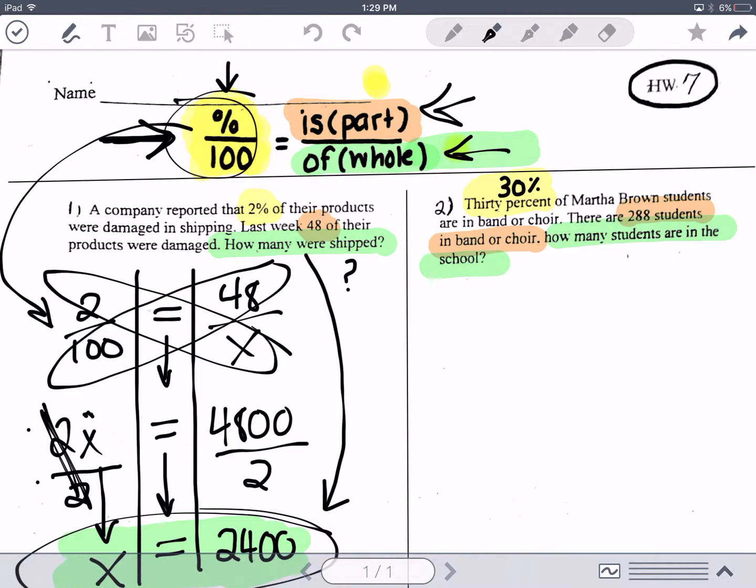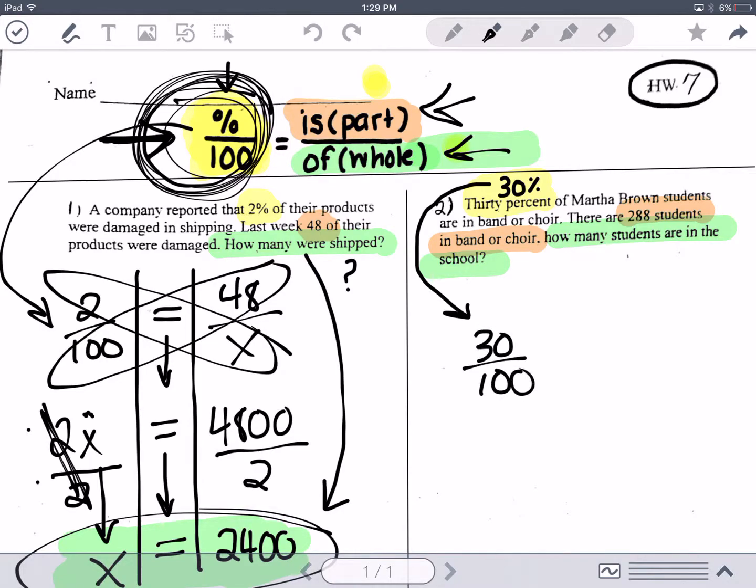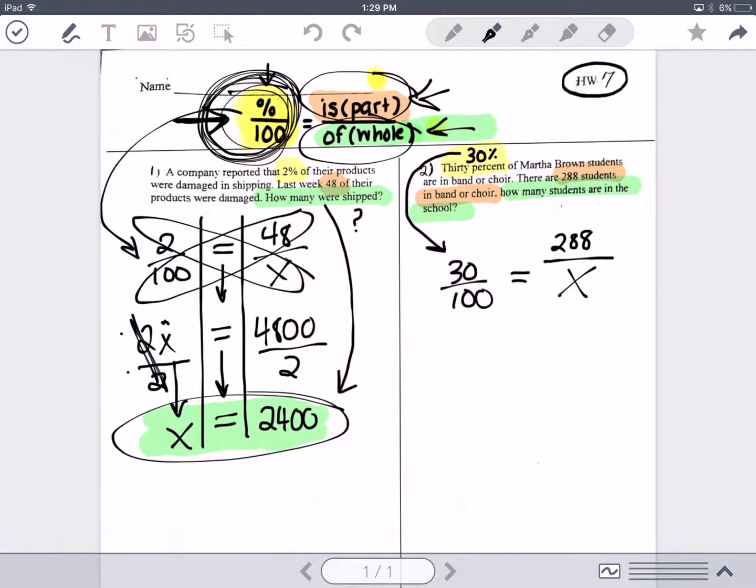All right, so now I'm going to set up my problem. I'm going to look back up here. It says I should set up my problem starting with percent over 100. So in the problem, we've got 30%. So it'll look like this. 30 over 100 equals, and then it says part over a whole. So my part is 288 students, which is part of the school, but I'm looking for how many students altogether are in the whole school. That's the mystery. So now I can solve my problem.